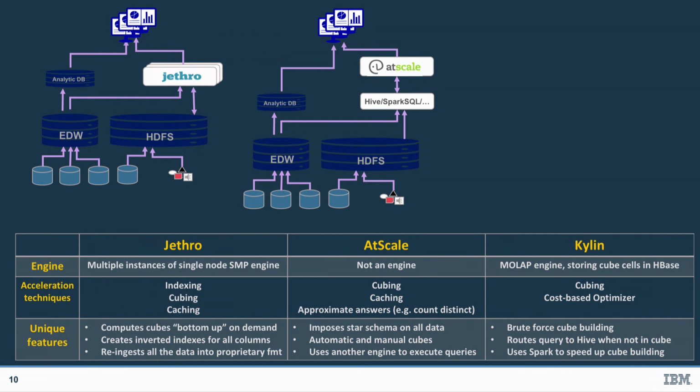At-scale uses that star schema view that you create on top to infer what cubes to create. It also lets you create cubes explicitly, but the modeling step is to get these hints on what cubes or materialized views it should create. And it goes ahead and creates them.